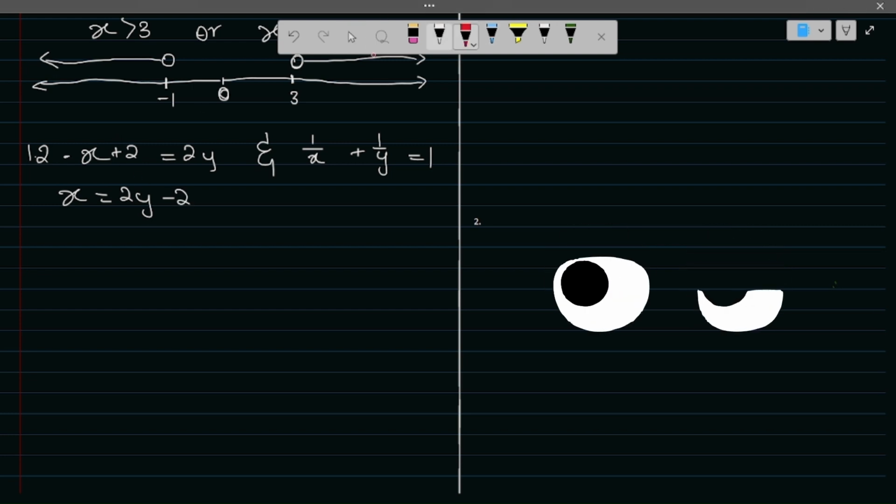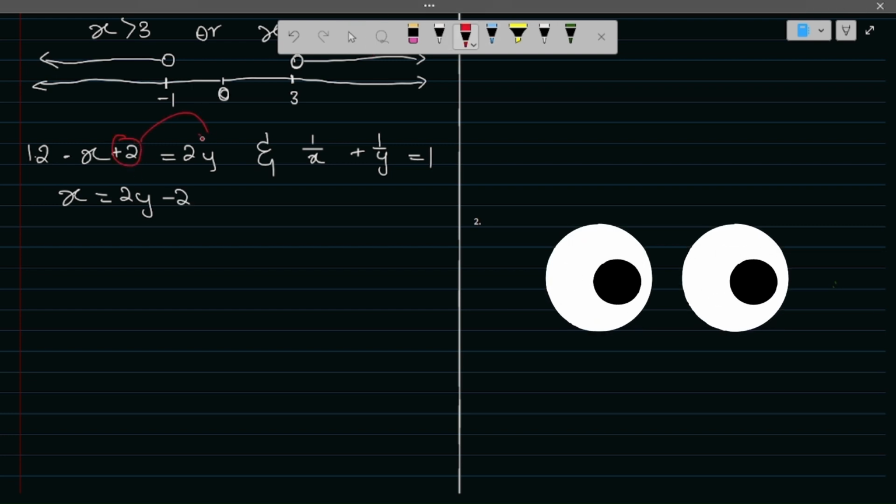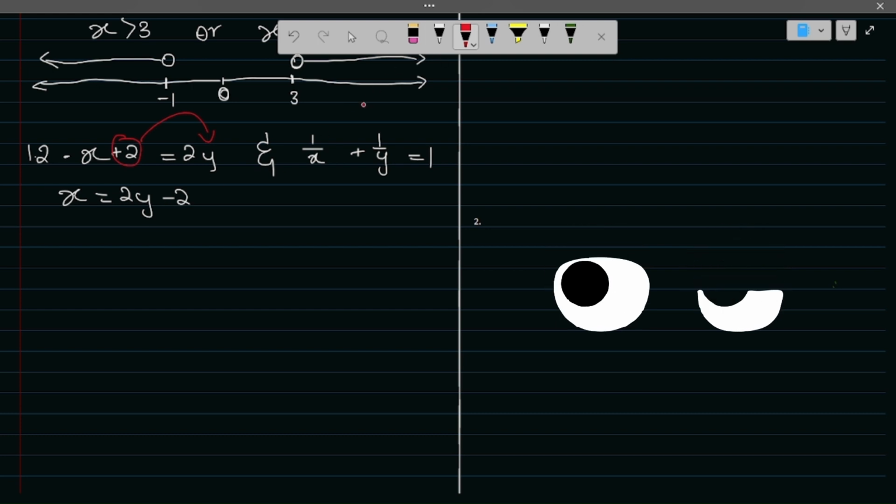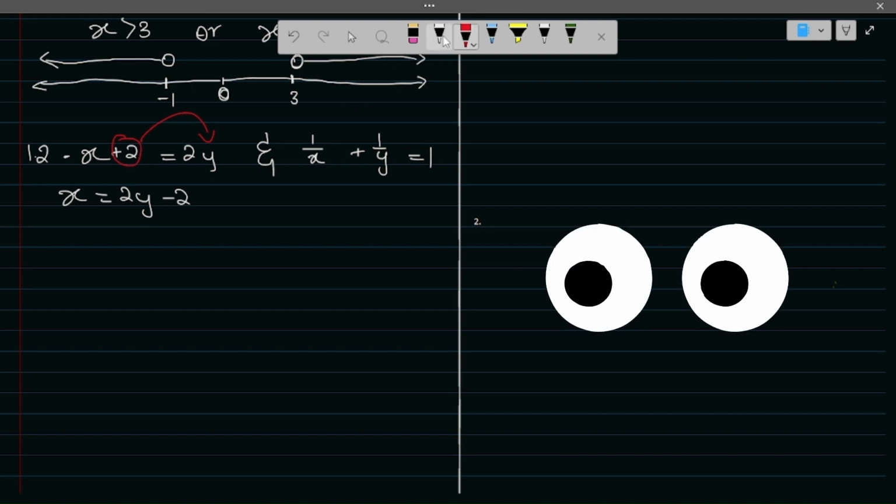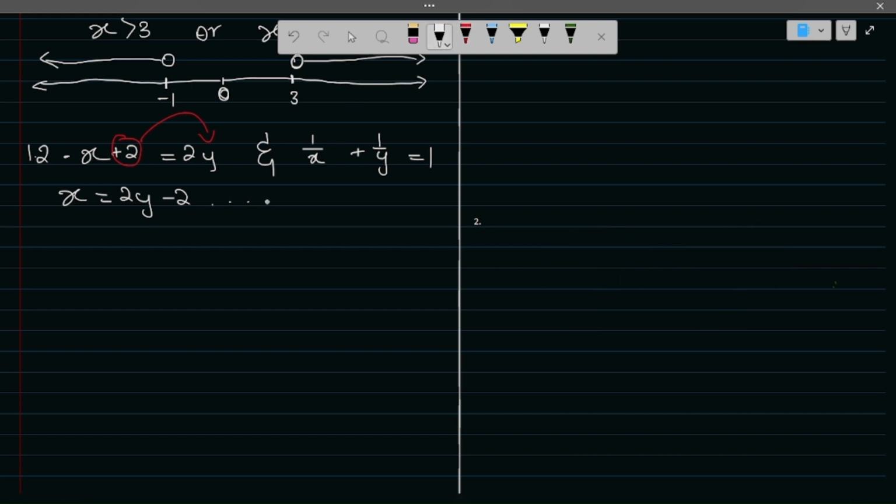Simply, I took this 2 over the equal sign, right? So this is our equation 1. I'm going to name this equation 1. And then let's take this one as it is. It's 1 over x plus 1 over y is equal to 1. This is equation 2.